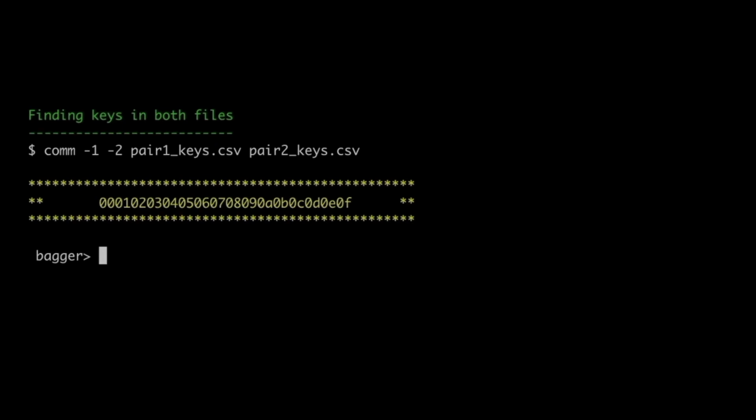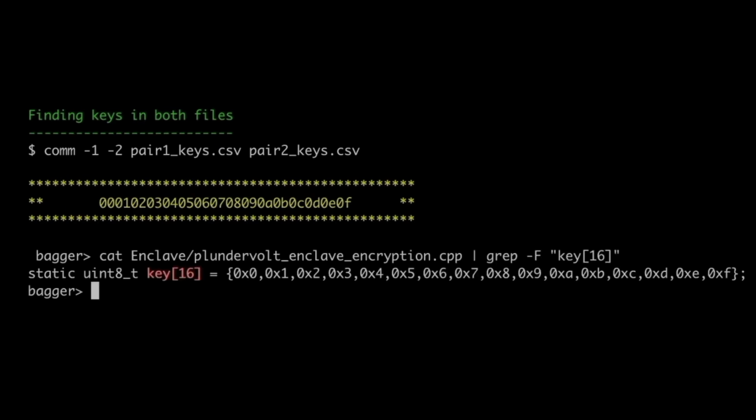So just to show that we didn't cheat, let's look at the enclave code, and let's grep for the key, and indeed we recover this value. So as I said, we used 2 pairs in this example. You could also get away with 1 pair and then brute force over all the candidates if you have a known plaintext, for instance.